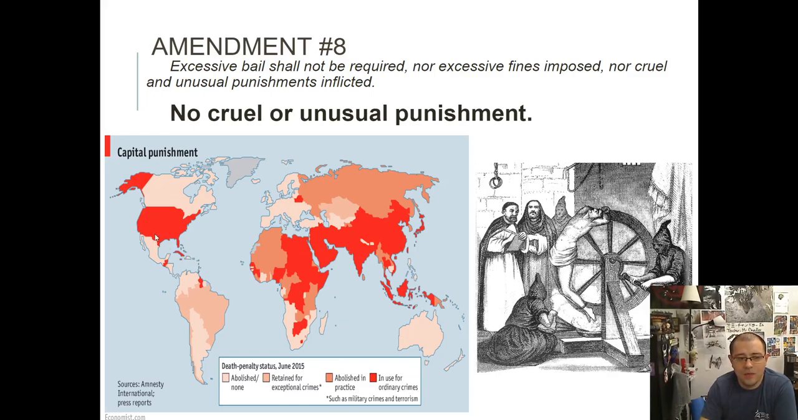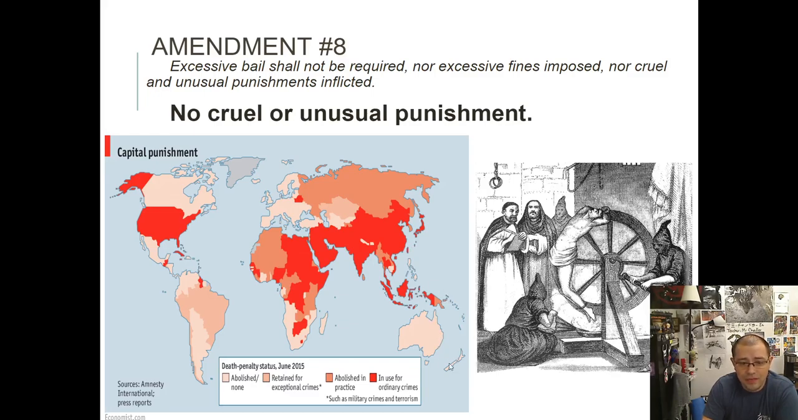Countries like we see here with a lot of South America, Kazakhstan, some of these countries, they have the death penalty, but only for exceptional crimes, and that would be for like mass murder, like mass shootings, serial killers, terrorism, things like that. And then all of the light countries have just completely abolished the death penalty.